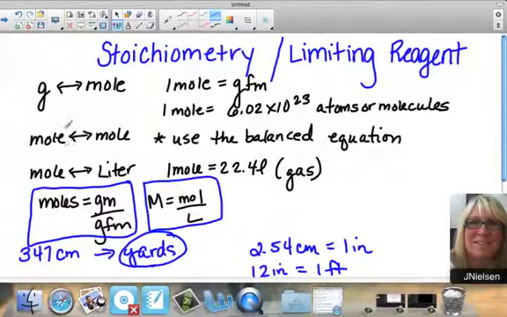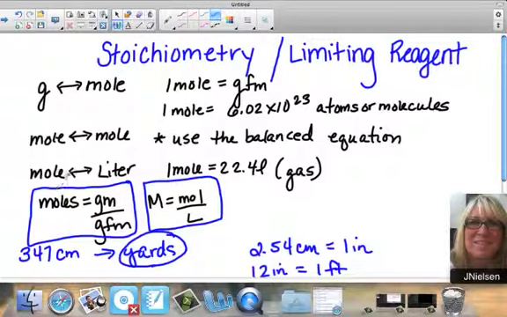What's going to be very important is we're going to be converting from grams to moles or moles to grams, and we need to know that 1 mole equals the gram formula mass. We also need to know that 1 mole equals Avogadro's number, 6.02 times 10 to the 23rd atoms or molecules. A lot of times we'll be converting between moles of substance A to moles of substance B in a reaction, and we're going to use the coefficients in that balanced equation to help us do that.